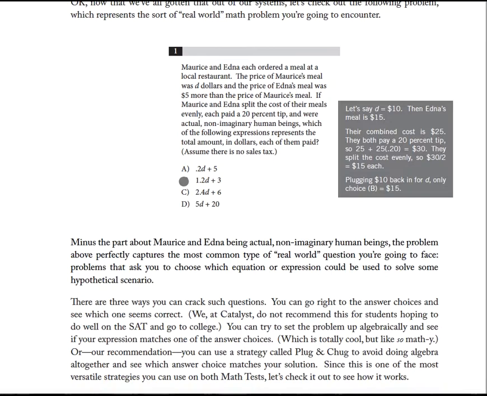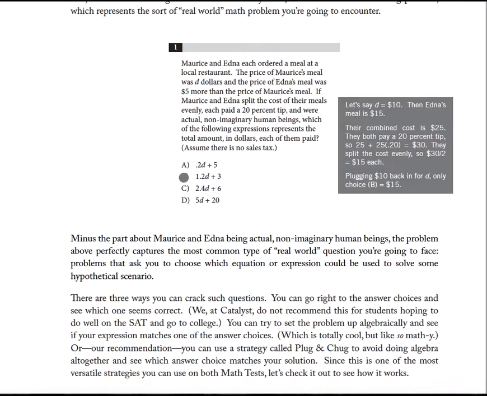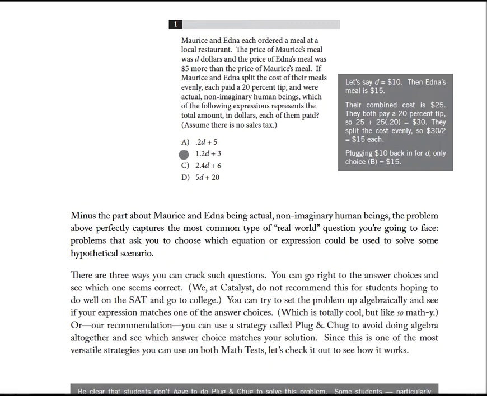So Maurice and Edna each ordered a meal at a local restaurant. I love how they never name the restaurant and they pick these names like Maurice and Edna. But anyway, the price of Maurice's meal was D dollars and the price of Edna's meal was $5 more than the price of Maurice's meal. If Maurice and Edna split the cost of their meals evenly, each paid a 20% tip, and were actual non-imaginary human beings, which of the following expressions represents the total amount in dollars that each of them spent or paid?